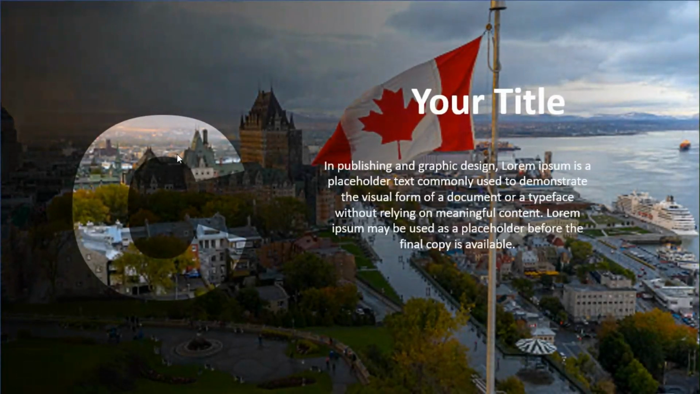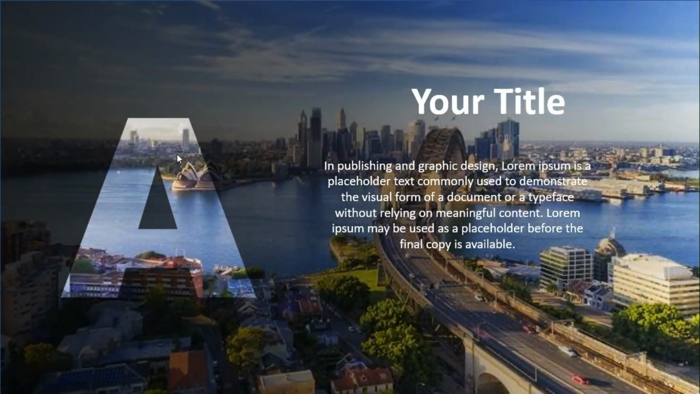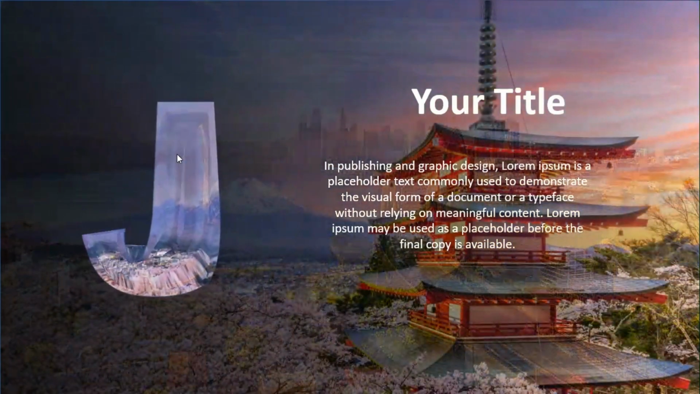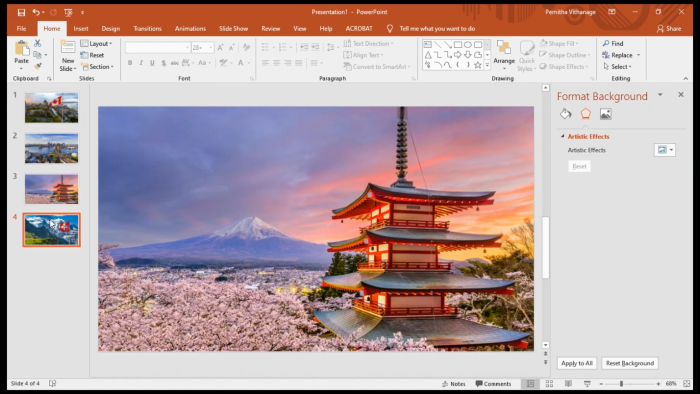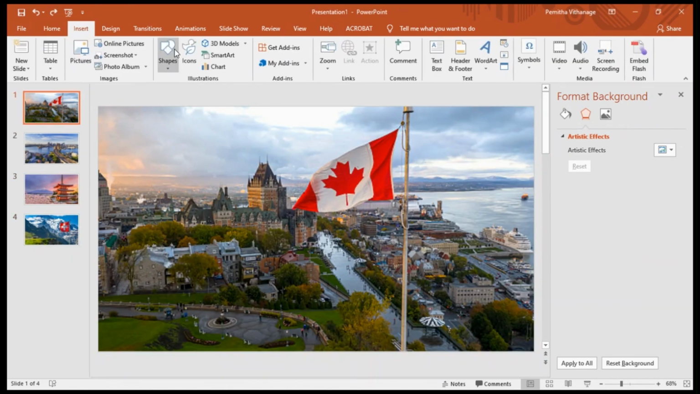I am Pimitha, and today I am gonna show you how to make this slide in PowerPoint. So let's get started. Okay, I have some nice images set as the slide background. First, go to Insert and select this shape. Then put it on the slide as it covers the whole page.